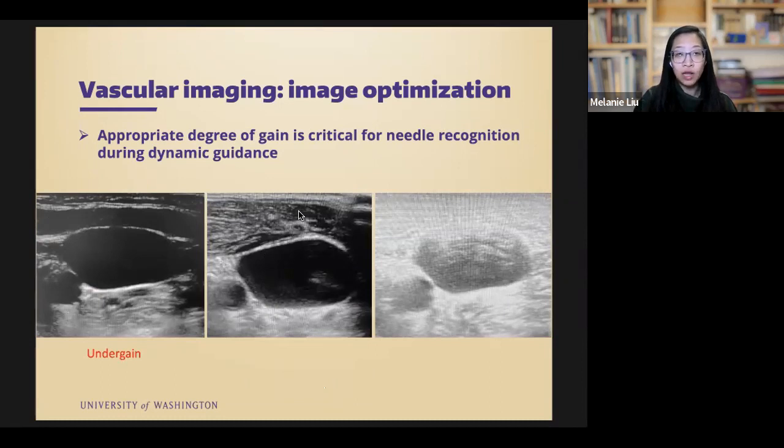You can see that everything overlying is actually soft tissue, and this is your carotid artery over here. If you overgain, this is also a problem because it looks like almost a complete whiteout. So if your needle tip is coming in, what is tissue and what's the needle? You're not going to be able to appropriately differentiate it. So you really want an image where your vessel of interest is very hypoechoic, and the structures around are slightly hyperechoic.